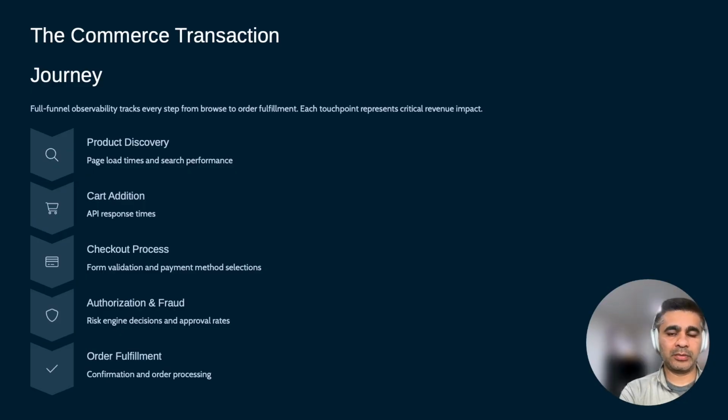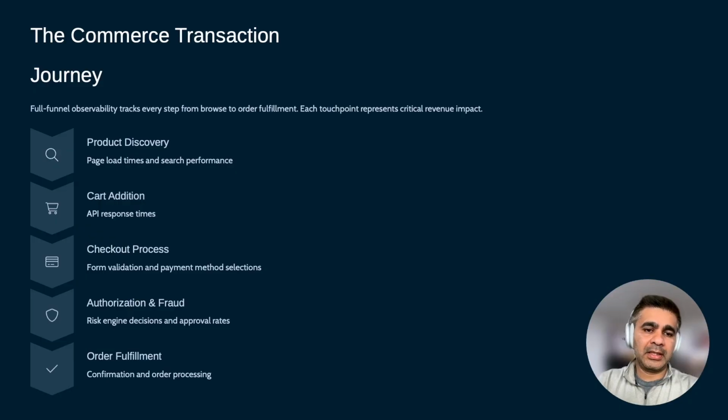Authorization and fraud is where the complexity increases. Here there are many data points that will have to be monitored. We are monitoring risk engine decisions and payment approval rates. Your fraud detection needs to be smart enough to block bad actors while keeping it smooth for the good customers. The balance here directly impacts your revenue.